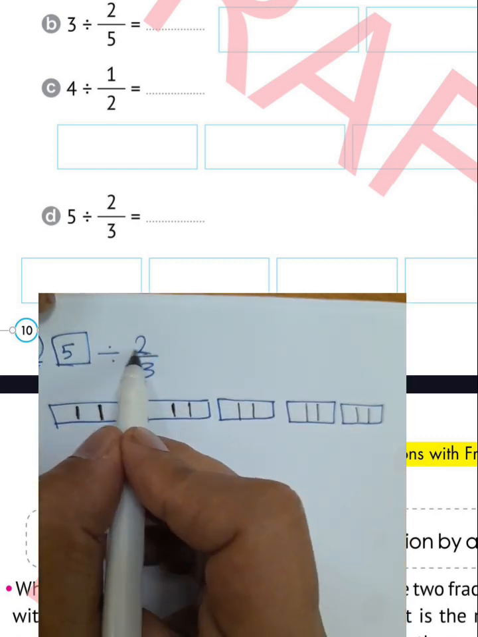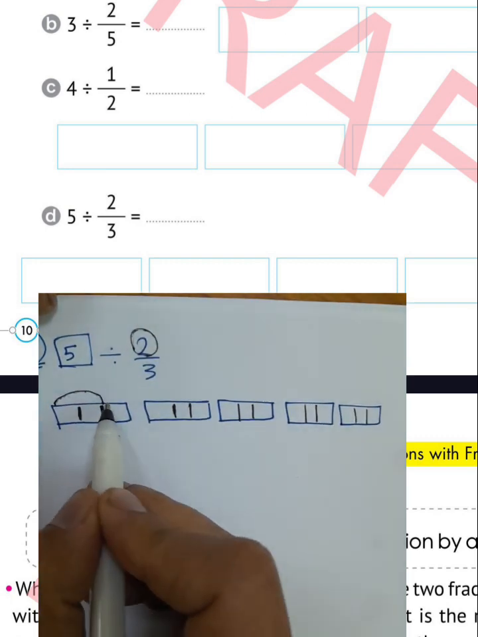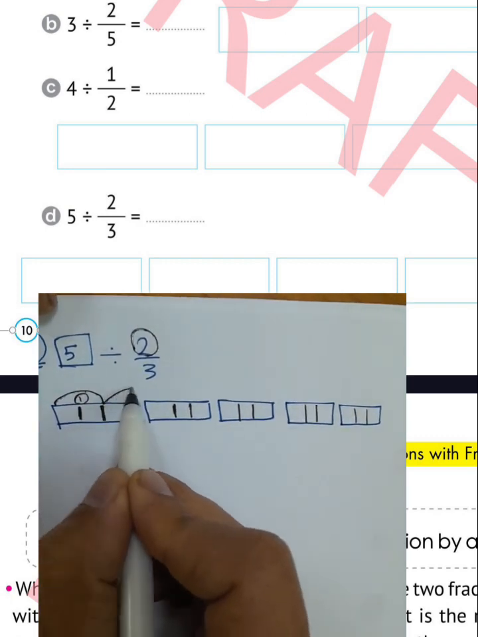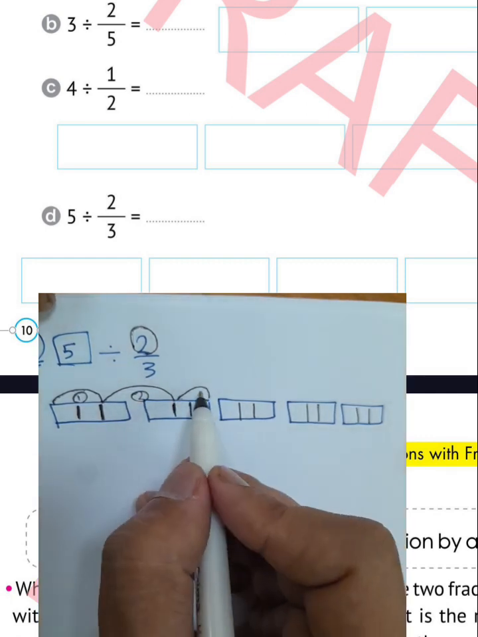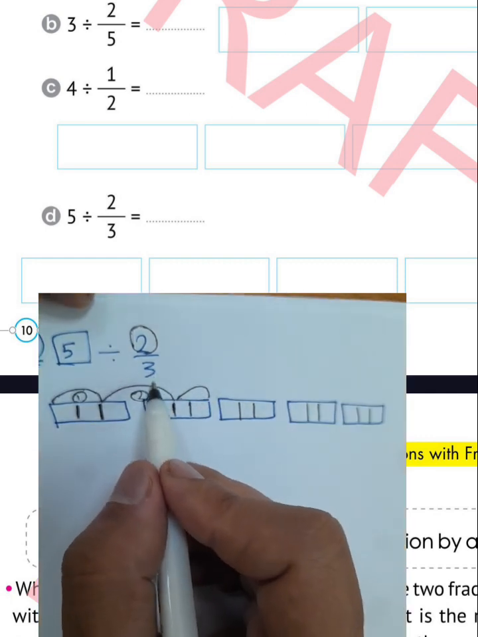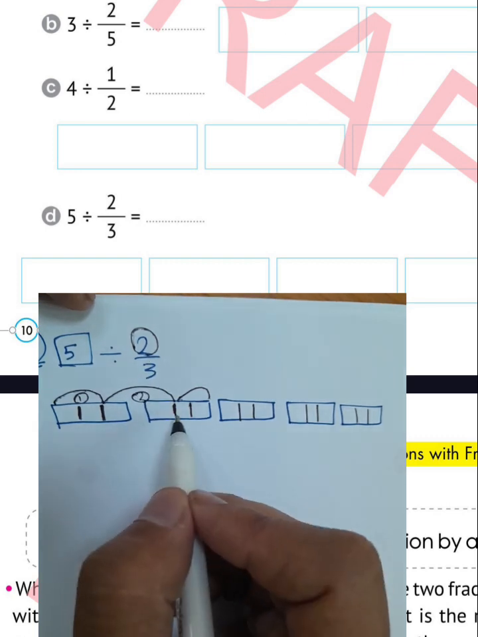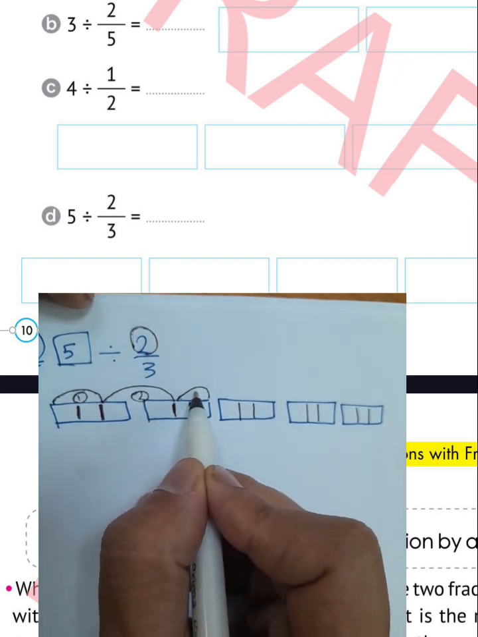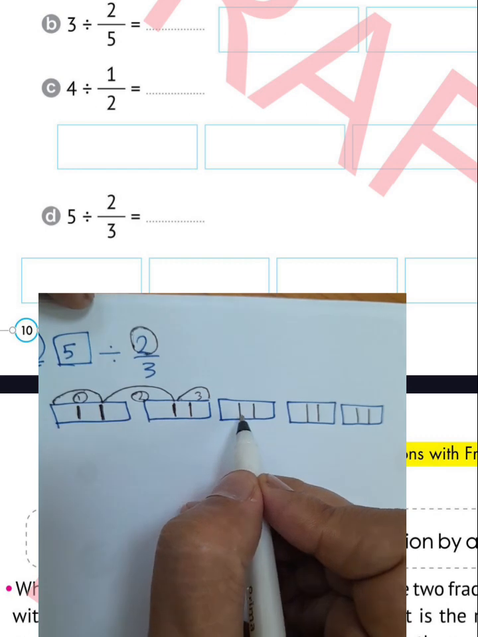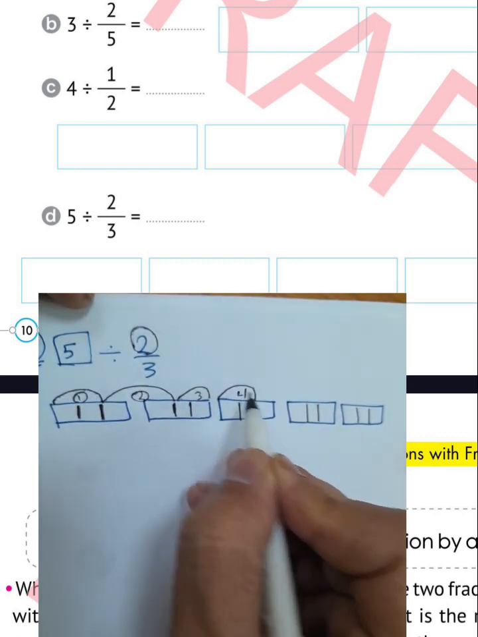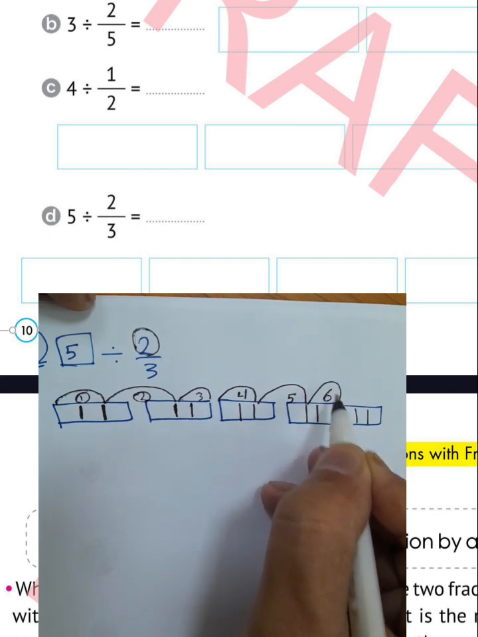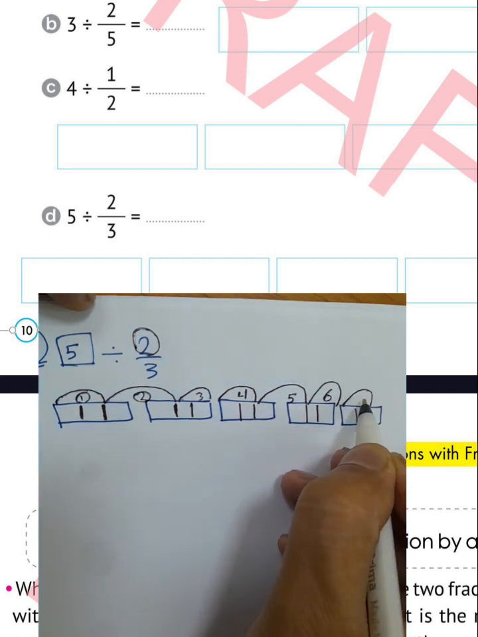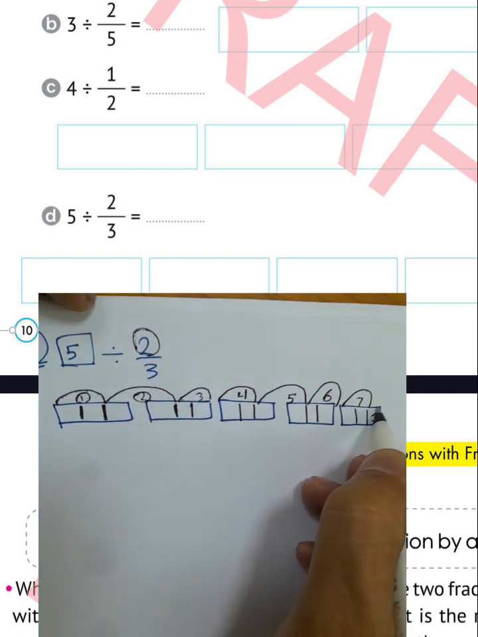1, 2, 3, 1, 2, 3, 1, 2, 3, and count 2 elements. 1, 2. We have 3 elements in each one, or 2? 2, okay. 1, 2, 3, 4, 5, 6, and 7. And remainder 1 over what?